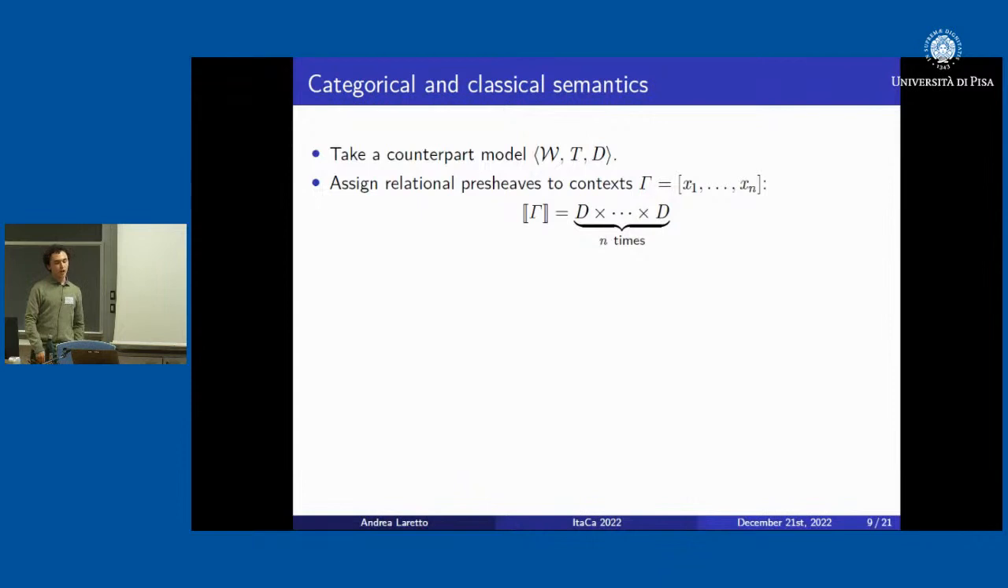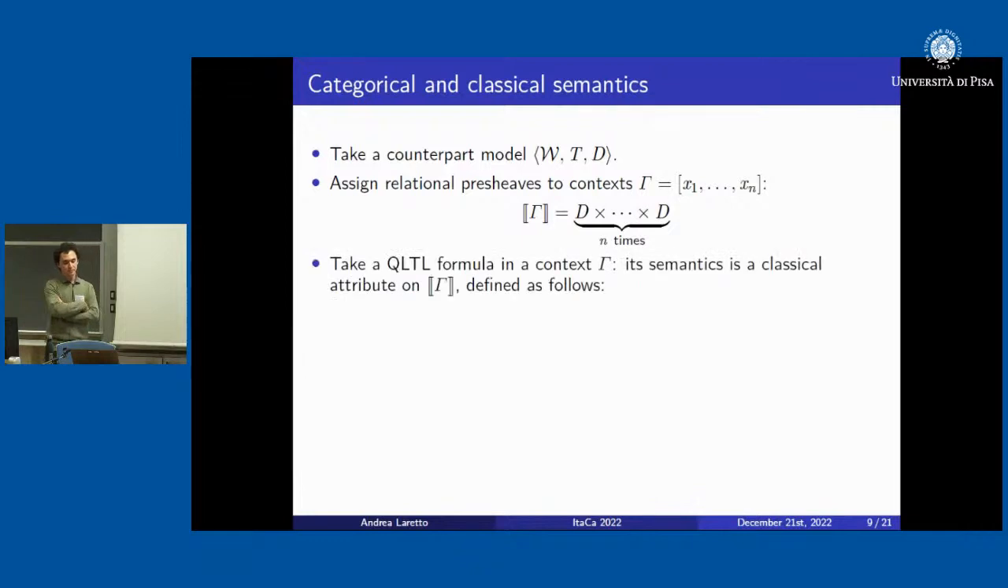So let's assume we have a counterpart model, right? And giving these semantics for formulas essentially amounts to, first of all, assigning a relational presheaf to contexts, which is essentially done by iterating the product of a presheaf in the usual pointwise sense, N times, right? And this essentially gives us a tuple of individuals for each world of the category. And so the semantics for formulas are given by a classical attribute on the relational presheaf we just defined, which is the context of the formula.